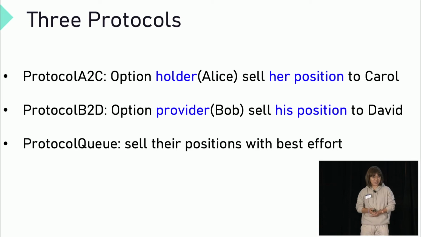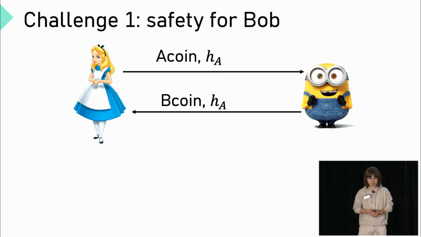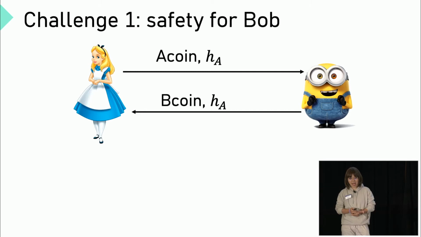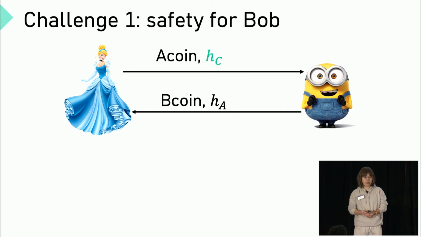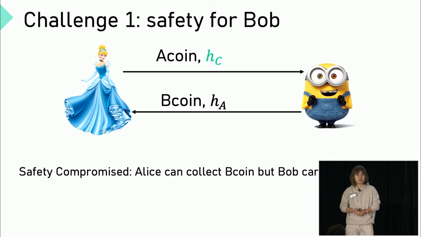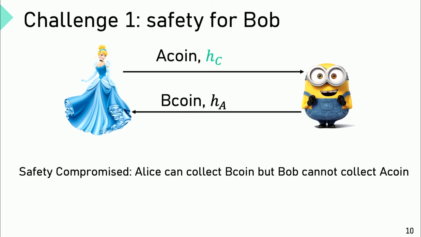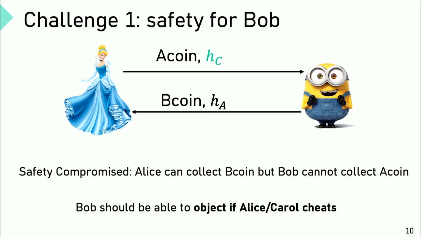There are a few challenges in designing protocols for option transfer. The first challenge is safety for Bob. Suppose Alice holds an option to trade her A coin with Bob's B coin, and the hash value for the lock is HA, generated by Alice. Now Alice transfers her position to Carol on the A coin contract, and the hash value is replaced by HC, generated by Carol. But in the Bitcoin contract, the hash value doesn't change. Then safety is compromised. Now Alice can collect Bitcoin when she releases the pre-image of HA, but Bob cannot collect A coin. So Bob should be able to object if Alice or Carol cheats.